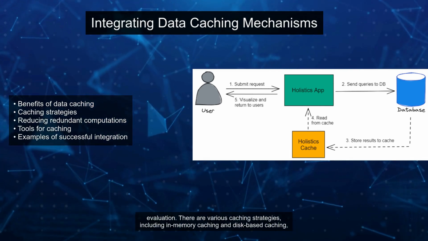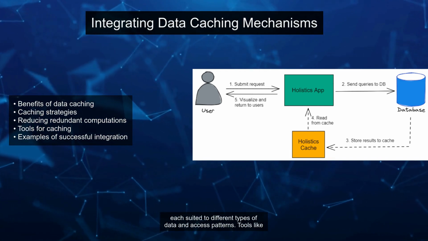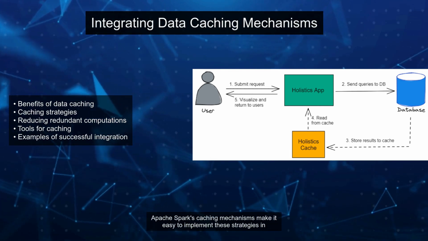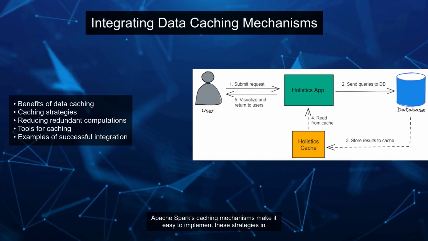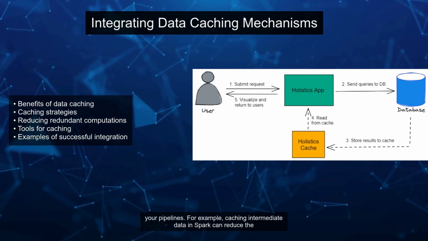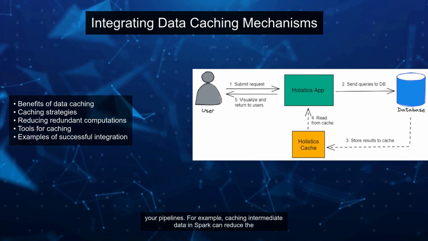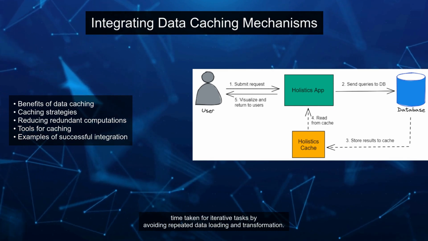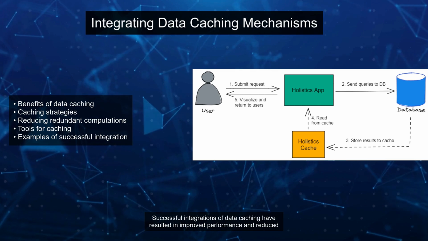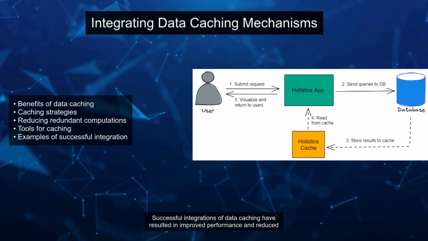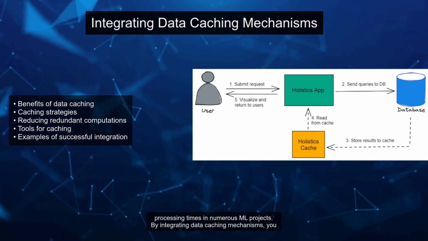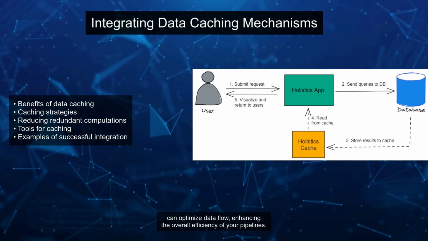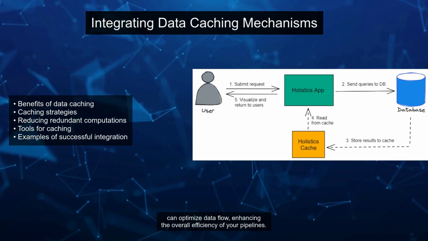There are various caching strategies, including in-memory caching and disk-based caching, each suited to different types of data and access patterns. Tools like Apache Spark's caching mechanisms make it easy to implement these strategies in your pipelines. For example, caching intermediate data in Spark can reduce the time taken for iterative tasks by avoiding repeated data loading and transformation. Successful integrations of data caching have resulted in improved performance and reduced processing times in numerous ML projects. By integrating data caching mechanisms, you can optimize data flow, enhancing the overall efficiency of your pipelines.